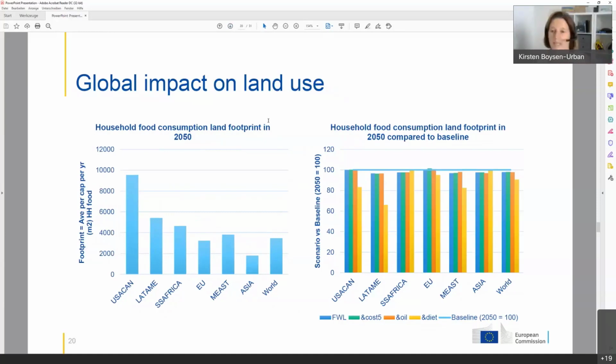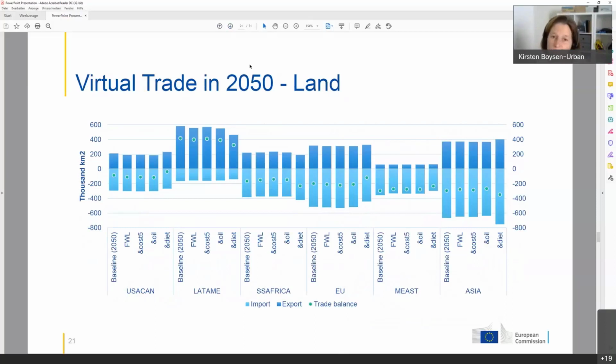And when we look at land use, we see a rather similar picture, where we observe that the first three scenarios have a rather similar impact on land use, and that most of the effect is coming from the diet. And this is also reflected with regard to virtual trade.